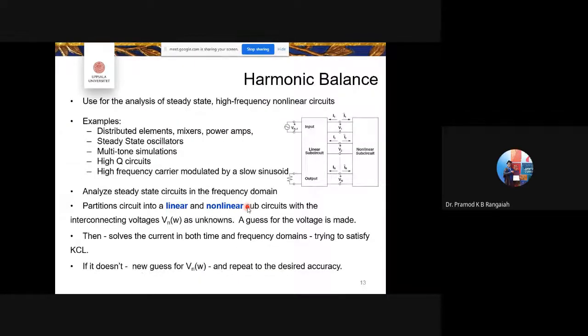And when we talk about HB, this is majorly for non-linear amplifiers, non-linear circuits. So if you are dealing with power amplifiers, mixers and oscillators, all those things, this will be very useful. What it does is it has linear subcircuits and nonlinear subcircuits. In every simulation, it will have an interaction between these two subcircuits and it will give a result. So this is quite a good technique for nonlinear circuits compared to linear simulators.